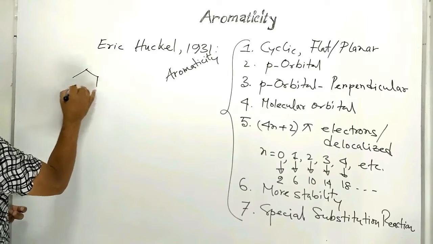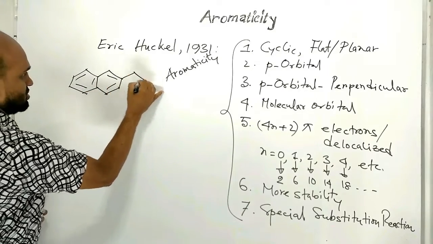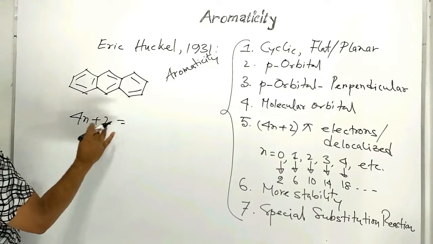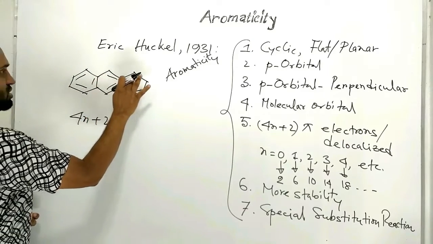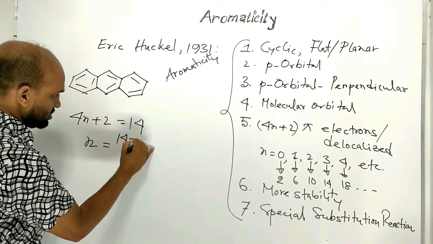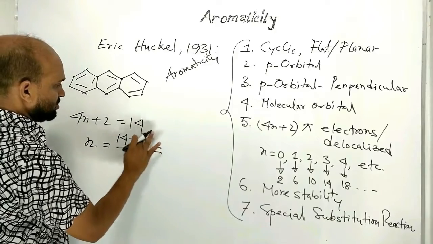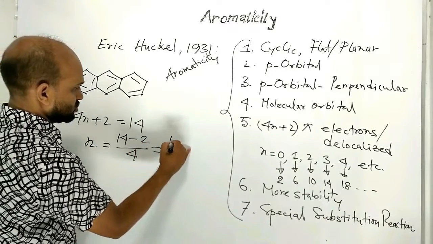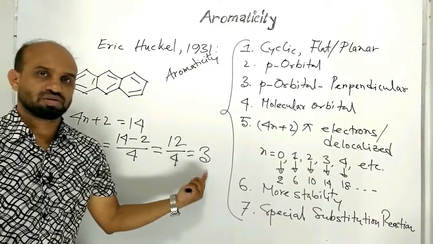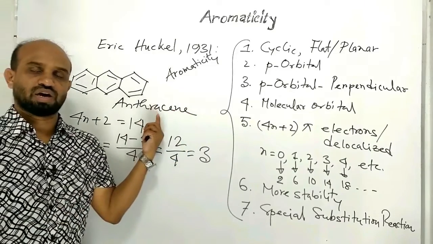The compound is anthracene. Here 4n plus 2 pi electrons, 2, 4, 6, 8, 10, 12, 14. Here the value of n is equal to (14 minus 2) divided by 4. That is 12 by 4, here 3. The value of n is 3, an integer. So anthracene is a kind of aromatic compound.